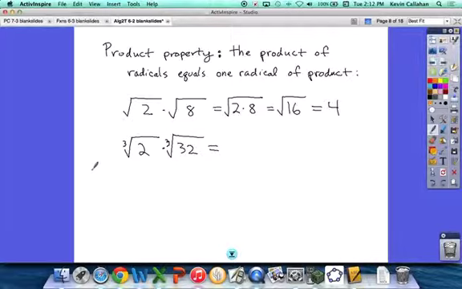How about the second line? How can I rewrite the third root of 2 times the third root of 32? Just put it in one radical. You're probably not going to write it like that. You're probably just going to write 64 when you put it together. But just to show it, because we just introduced the property, we'll write 2 times 32, which is the third root of 64, which is 4. It seems to be our favorite cube root today.